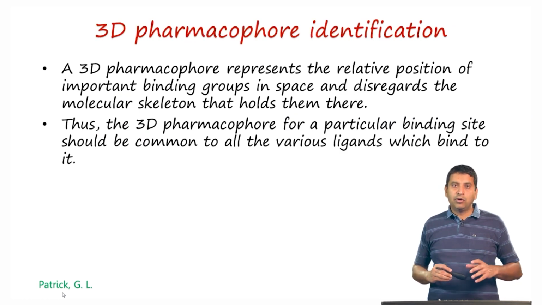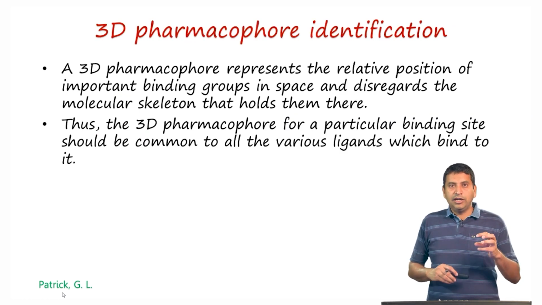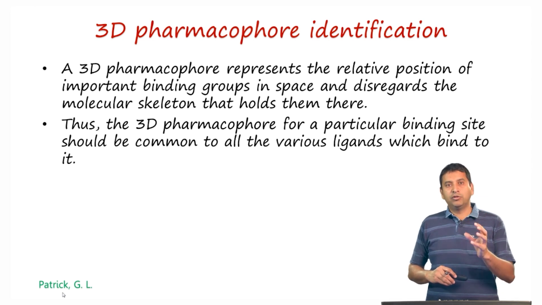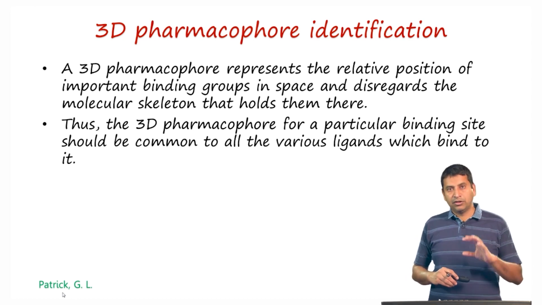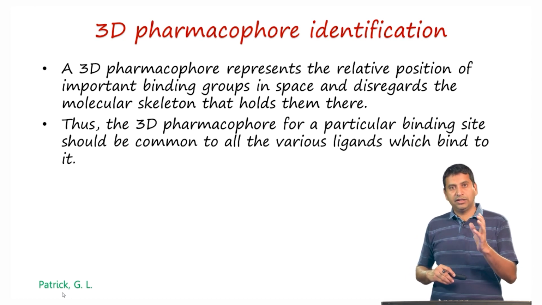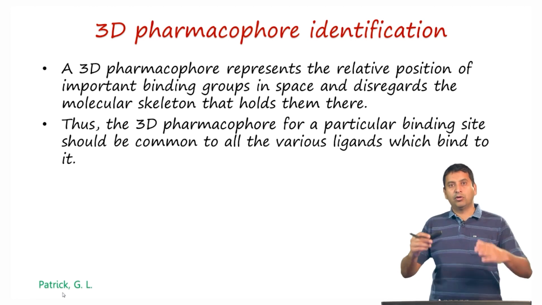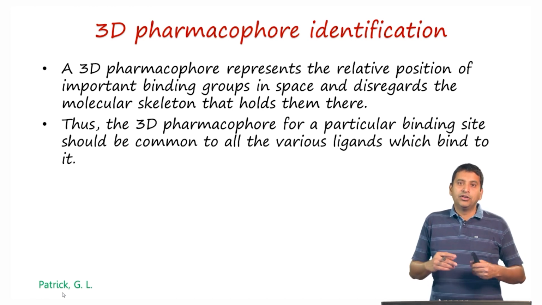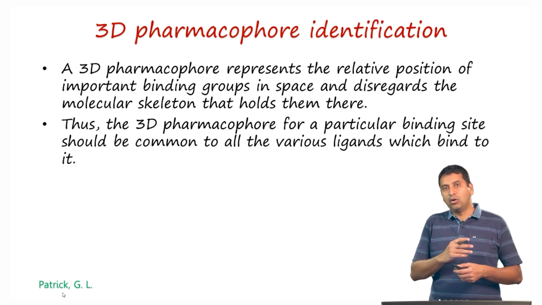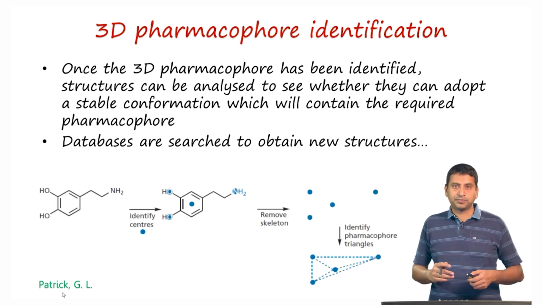So, a 3D pharmacophore is useful. A 3D pharmacophore represents the relative position of the important binding groups in space and disregards the molecular skeleton that holds them there. We have already seen previously how to construct these pharmacophoric triangles, and these are going to be useful here. This 3D pharmacophore for a particular binding site should be common to all the various ligands which bind to it.